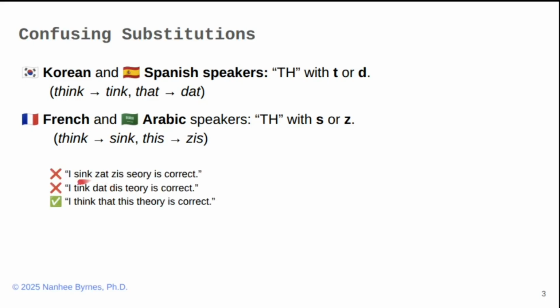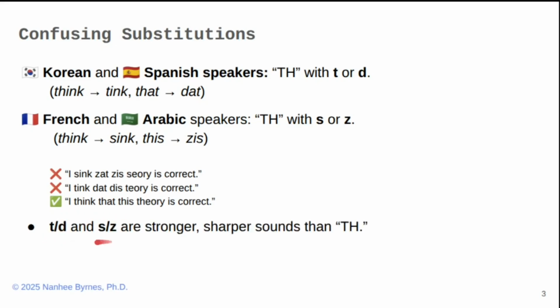Incorrect: I think that this theory is correct. I think that this theory is correct. Correct: I think that this theory is correct. Notice how the incorrect versions sound unclear even to a fluent English speaker.